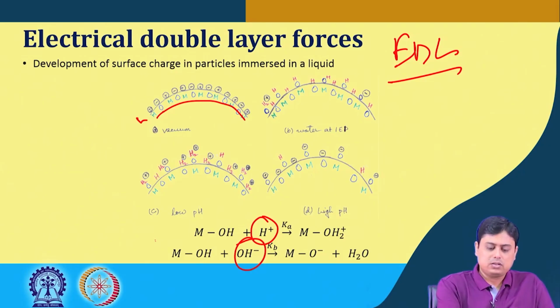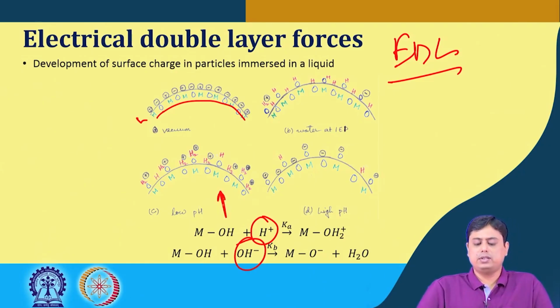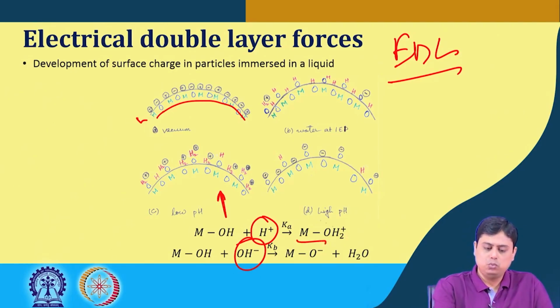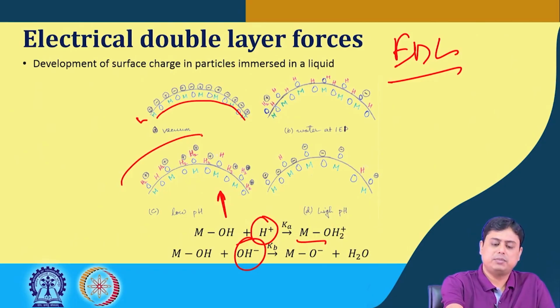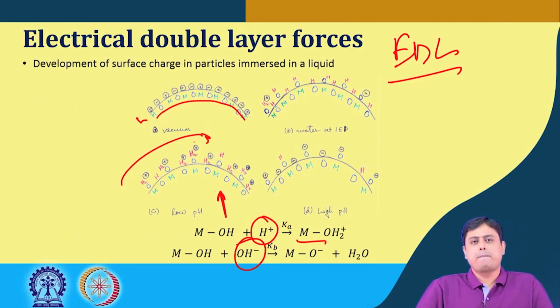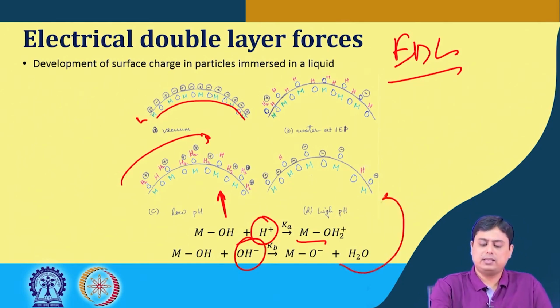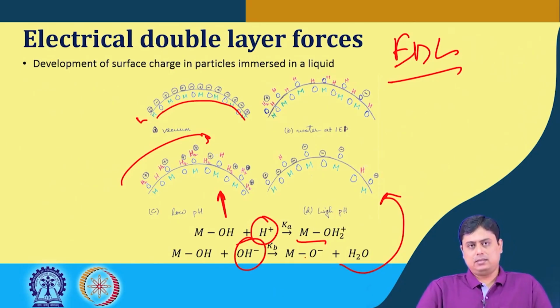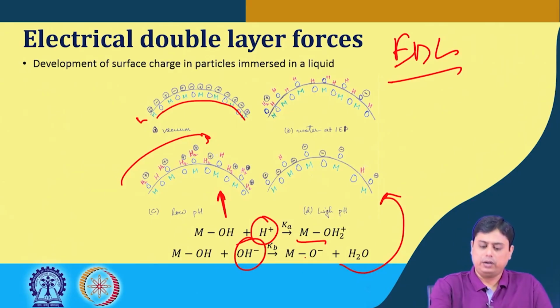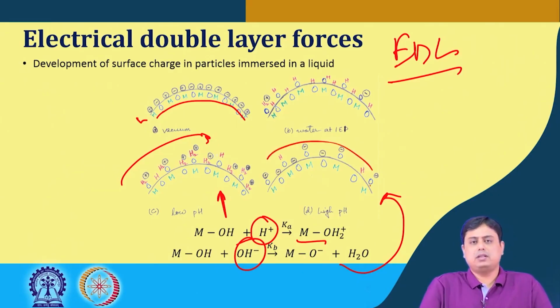In case of low pH the configuration would look like this kind of a scenario, where it would create MOH2 plus on the surface, and in case of high pH, that is alkaline medium, it would create MO minus, or a higher density of this kind of surface charges.